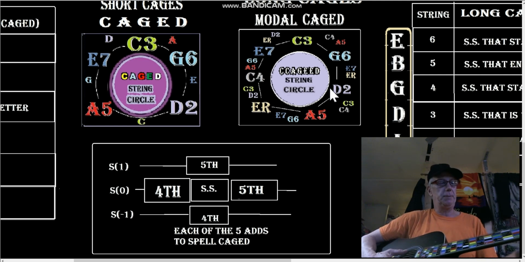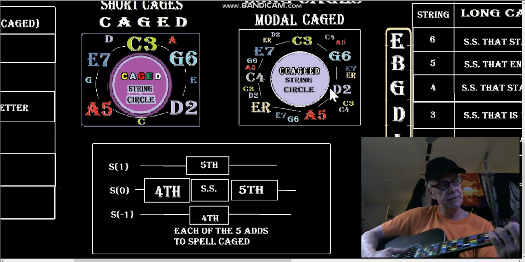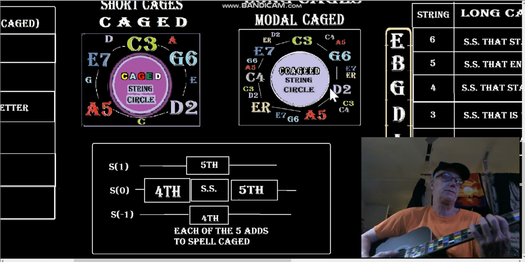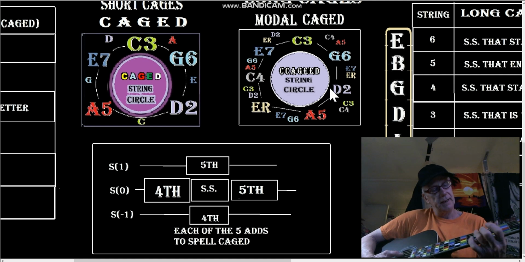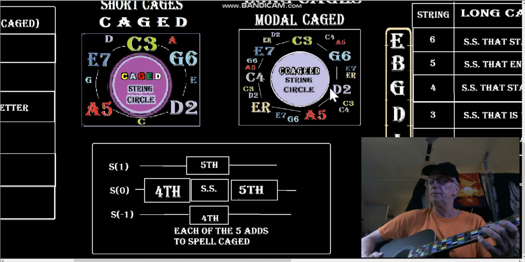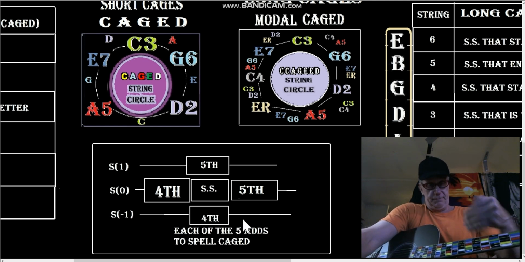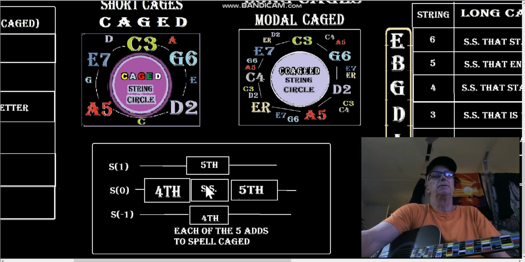So a string shape is just part of a cage. It's the bottom string of a cage. So if we're in the C cage, the C string shape's on the bottom string. 3, 4, 5. Okay, and here's root. Here's 3, here's 5, here's root. We're going to use that triad when we get to the cutouts. The cutouts are on the next chart, so don't worry about it.